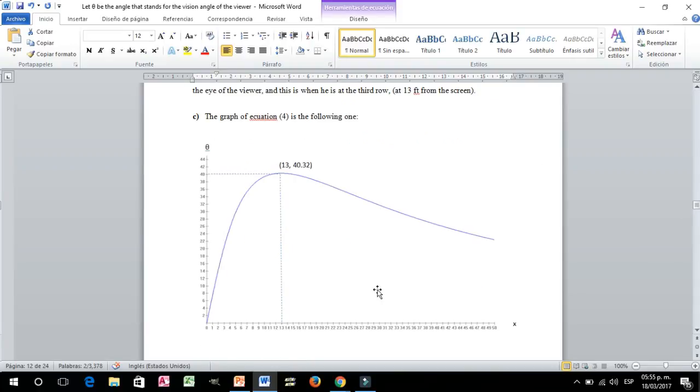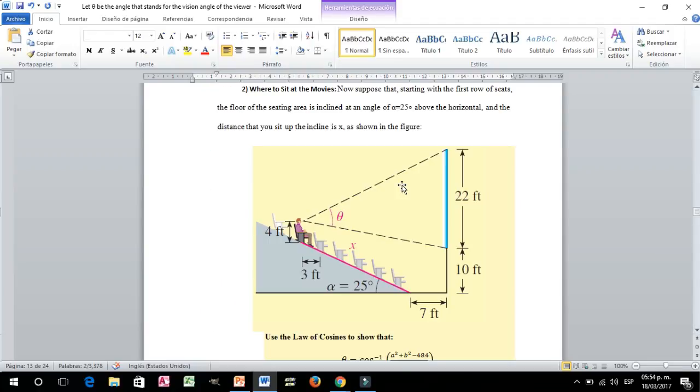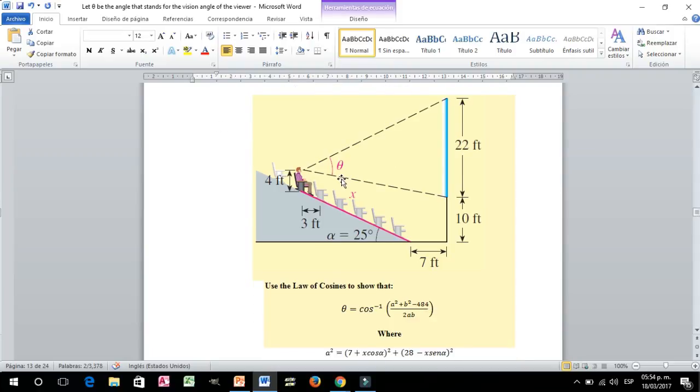Here is the graph that explains it, and in effect, it shows that at 13 feet, or close to it, it is its highest value with 40.32 degrees. Now, for the second problem of where to sit at the movies, we suppose that starting with the first row of seats, the floor of the seating area is inclined at an angle of alpha equals 25 degrees above the horizontal, and the distance that you sit up the incline is x, as shown in the figure. So, in this new problem, we are asked to find theta again, but with a new variable, which is the inclination that each seat has.